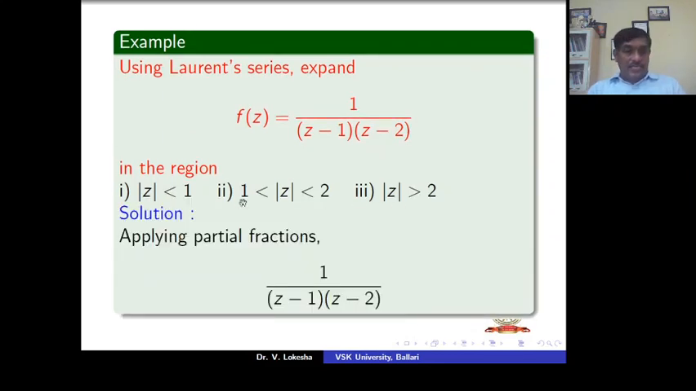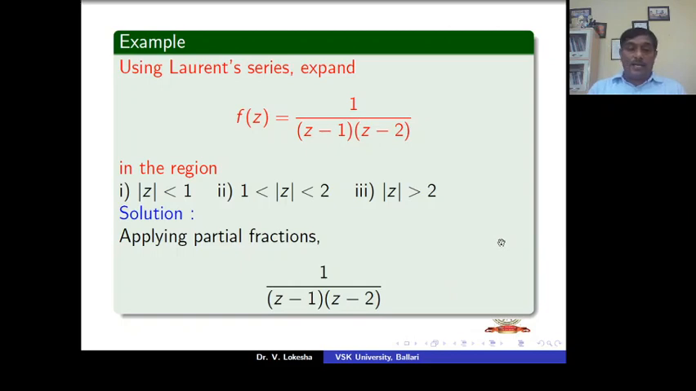First, we start by rearranging using partial fractions of this function f of z, 1 by z minus 1 into z minus 2, that is equal to a by z minus 1 plus b by z minus 2, and find the a and b values.